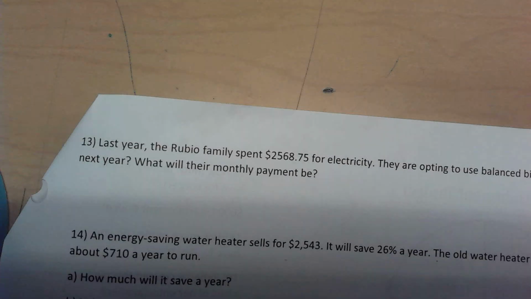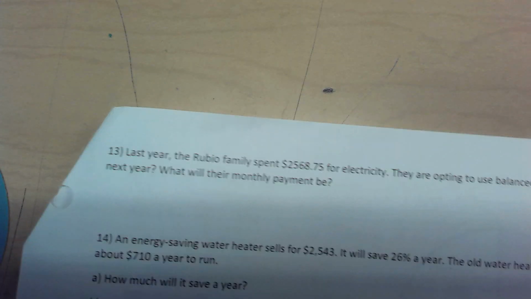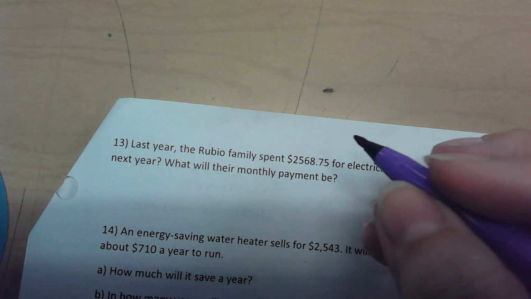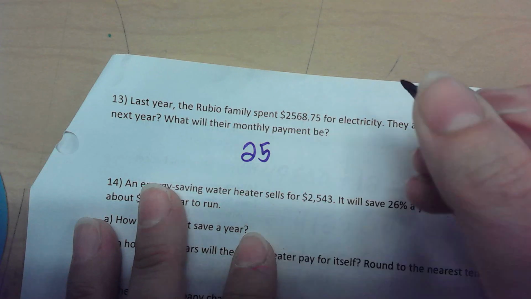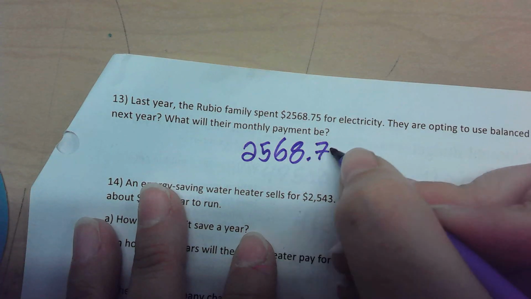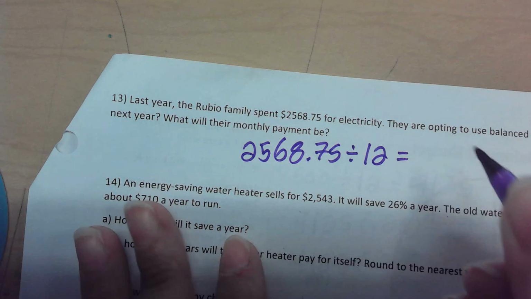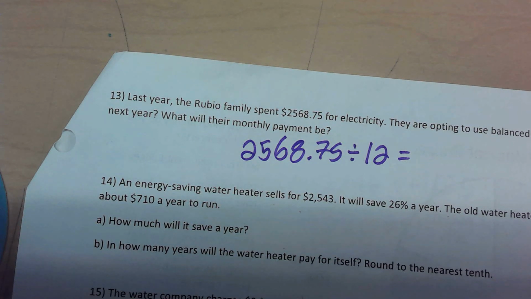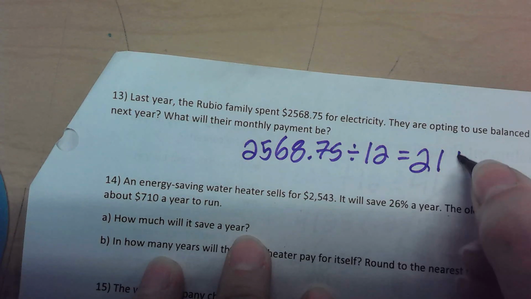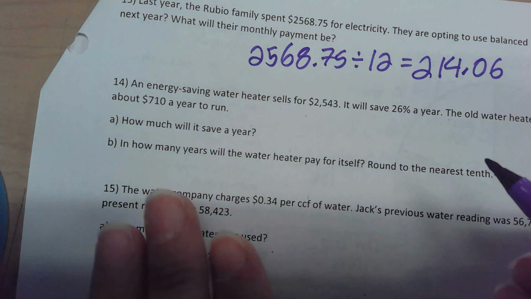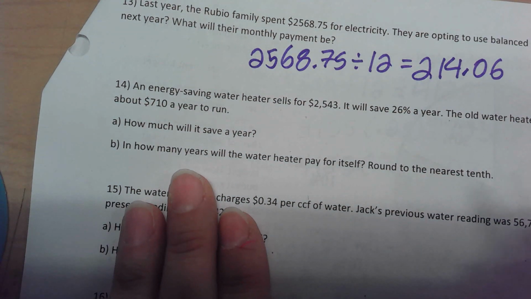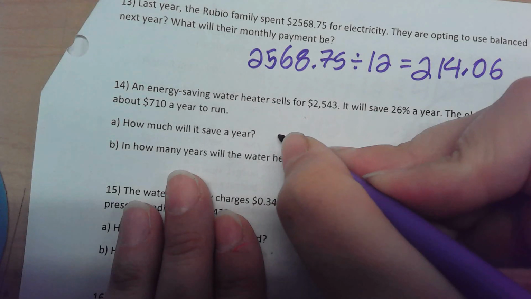Okay, let's keep going. Okay, last year the Rubio family spent that much for electricity. They're opting to pay balance billing. So remember, we're just going to divide it by 12. So we divide this by 12. Okay, so I got $214. Okay. How much will it save a year? Okay, so we're going to multiply this.